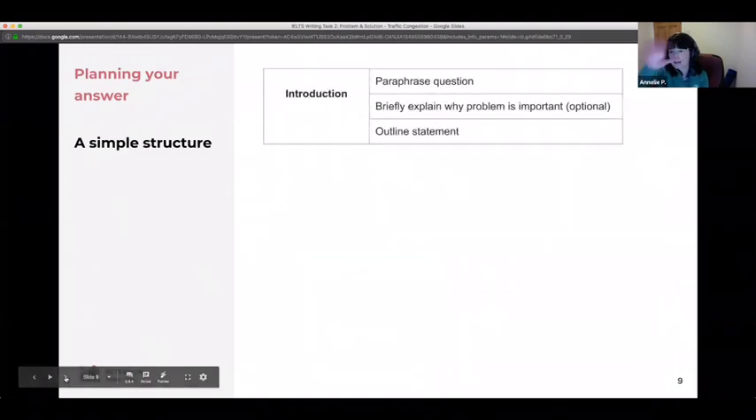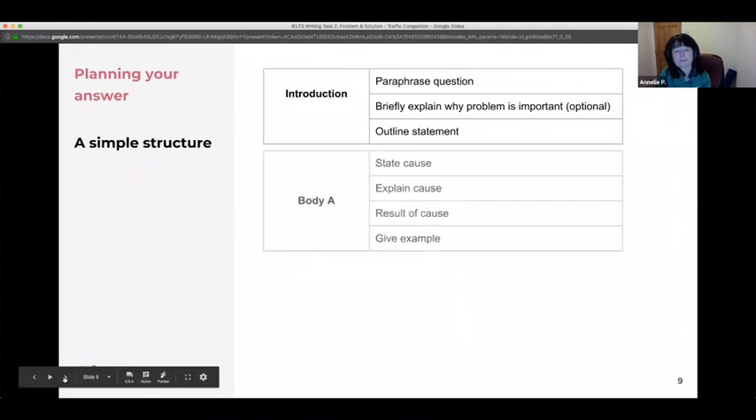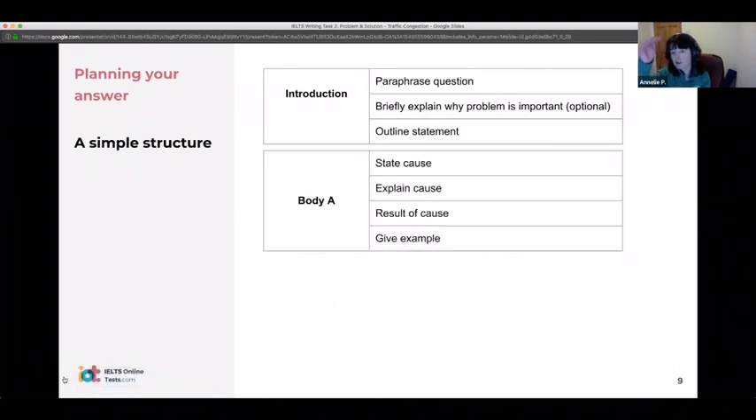So let's look at what the essay is going to look like. Your introduction, we will look at each of these parts in detail in a moment. We have body A, where we're going to explain the cause. First of all, we state the cause. Then we explain in more detail what we mean, and then give a consequence of that, and give a more specific example to support your ideas. You would do that with one cause, and then you would do the same thing with the second cause. So we've just got one here, but you would have 2 causes in body A.